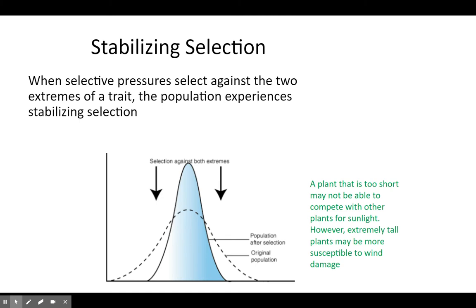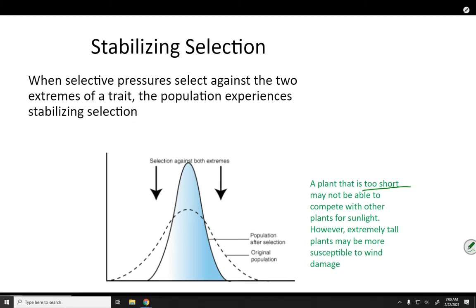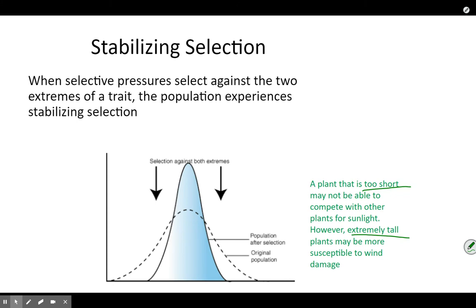So if we look at this again, that means too short dies. This also means extremely tall plants die. So we get rid of those two sections and we increase our middle. In our case here, the perfect height for these plants is going to be that average height. They're able to get the sunlight and they are still strong enough to withstand the winds. That is number one, that is stabilizing.